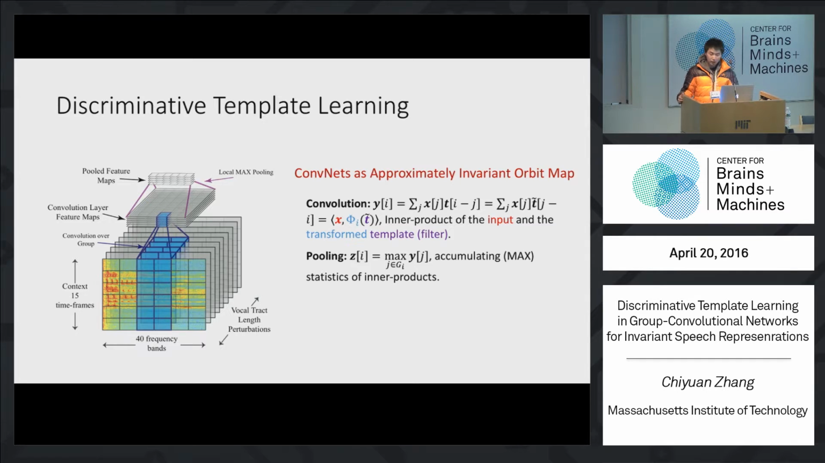So the architecture we end up with is just the same as a convolutional neural network that people use extensively in vision and also in speech, except that the convolution and pooling are now over the transformation instead of just the translation. So basically, this is the architecture. This also serves as a way to explain why convnets work very well in practice, in both vision and speech, because it falls under the framework of invariant representation learning.